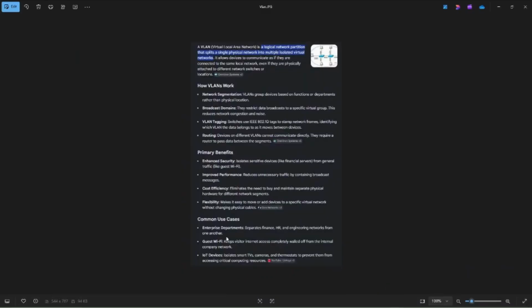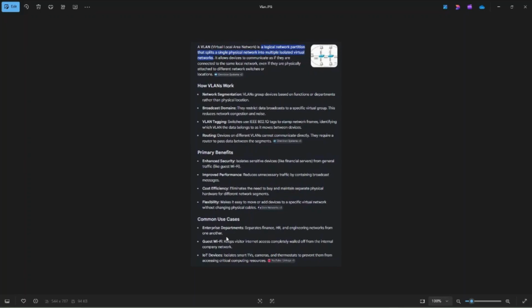They say VLAN is a virtual local area network. It is logically partitioned. It's a logical network partition that splits a single physical network into multiple isolated virtual networks. It allows devices to communicate as if they are connected to the same local network, even if they are physically attached to different network switches or locations.